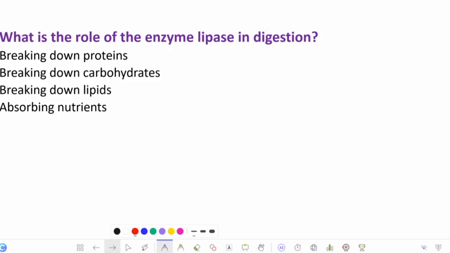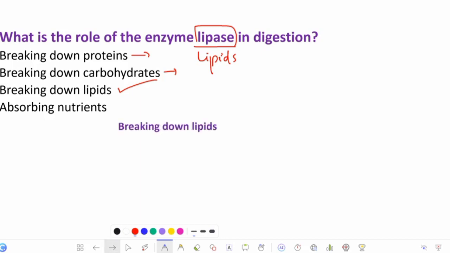What is the role of the enzyme lipase in digestion? It is another enzyme, the third enzyme, lipase: L for lipid and L for lipase. So very easy, breaking down of lipids. Breaking down protein was pepsin, carbohydrates was amylase, and absorbing nutrients is the function of the small intestine, but lipase basically performs the function of breaking down lipids.